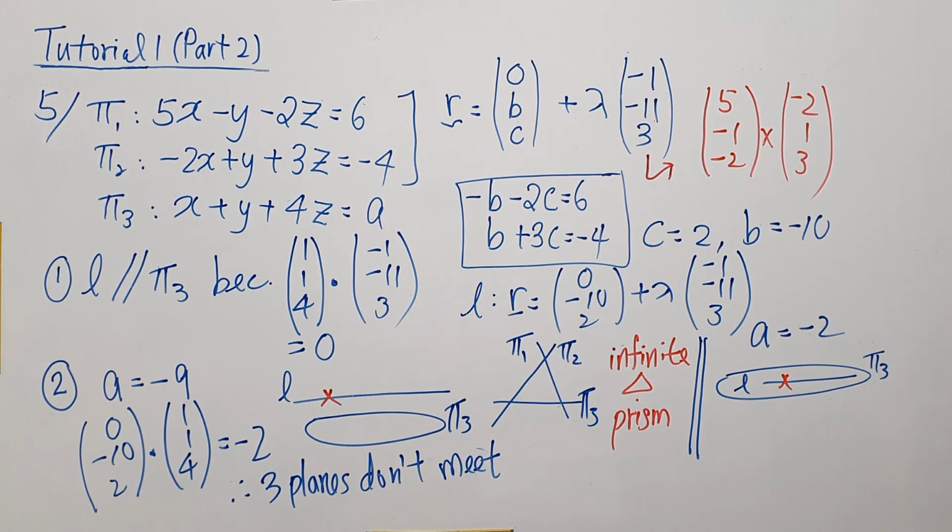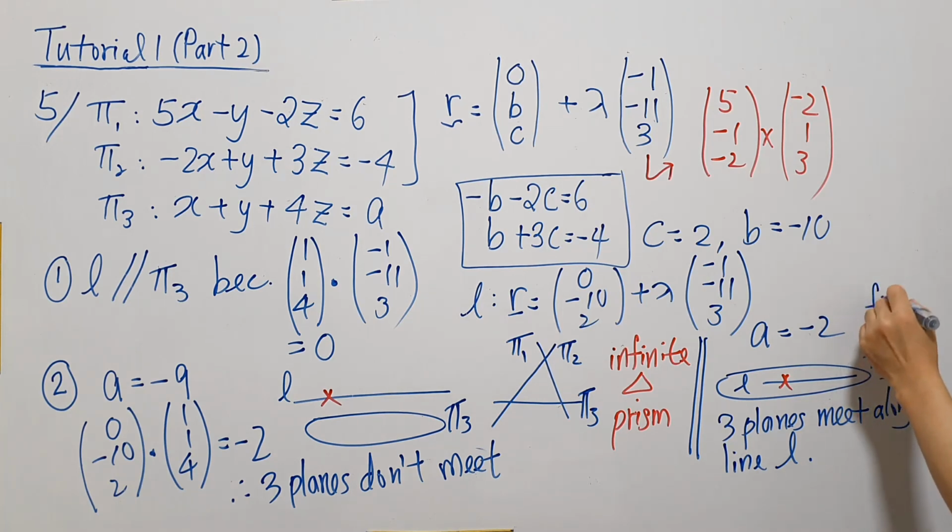So if the line L lies on the third plane, we can conclude that the three planes meet along line L. And in your notes, this will become Figure 2. Figure 2 in your notes. Okay, that completes our discussion of question 5 of this tutorial.